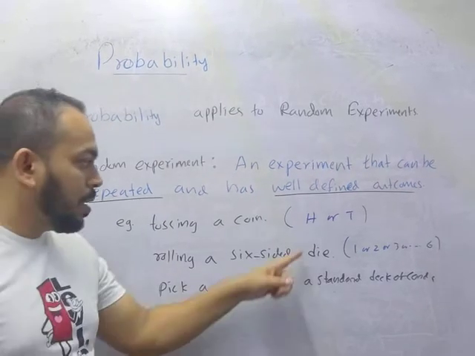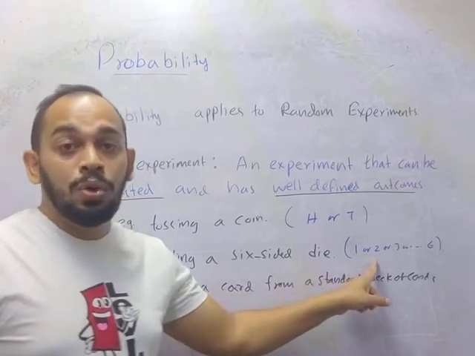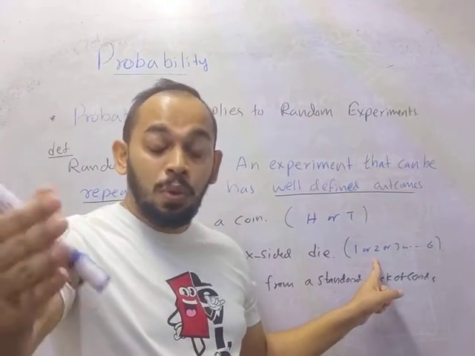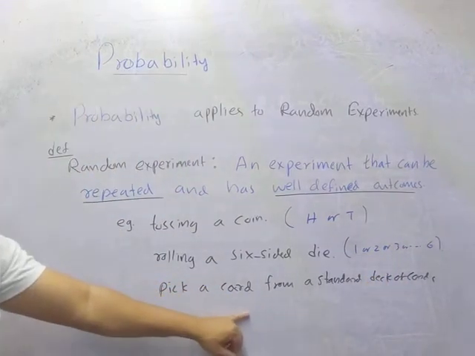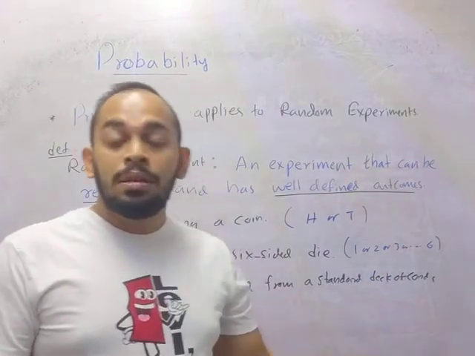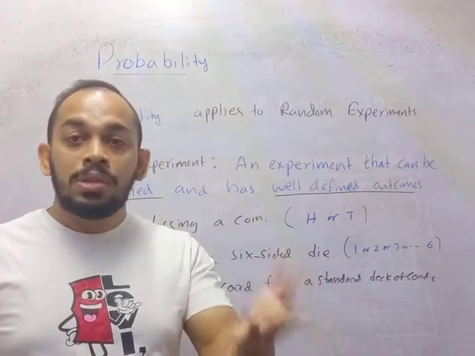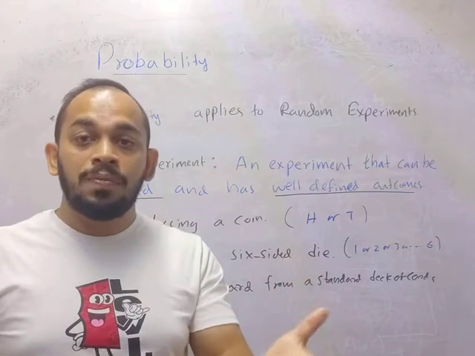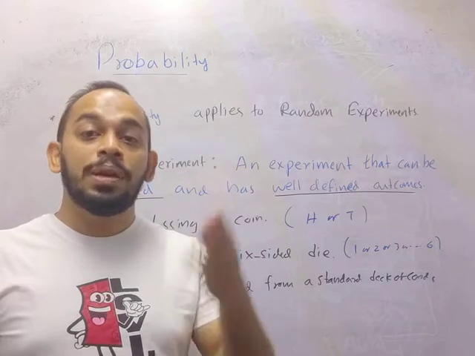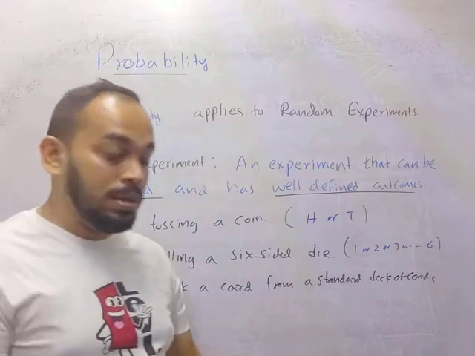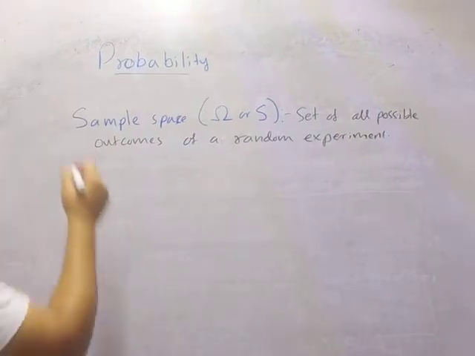So I have written the outcomes here. You can get either heads or tails. Here 1 or 2 or 3 or 4 or 5 or 6. And if you pick a card from a standard deck of cards, the outcomes would be ace of hearts, ace of clubs, ace of diamonds, ace of spades, then 2 of spades, 3 of spades, the list goes on, 52 cards.